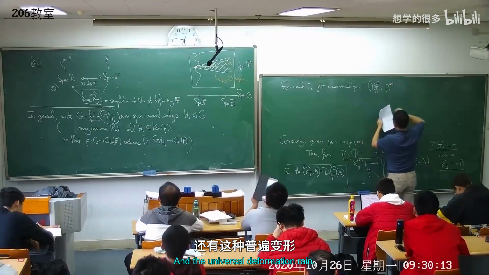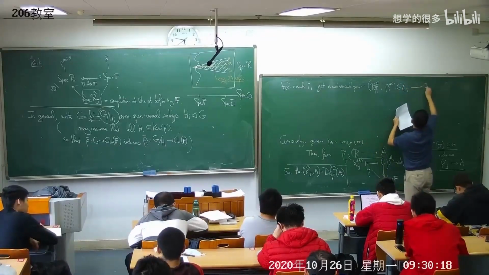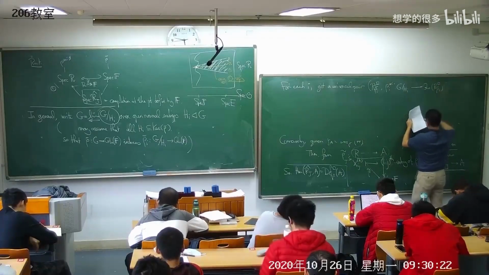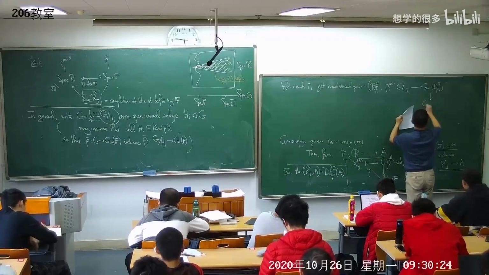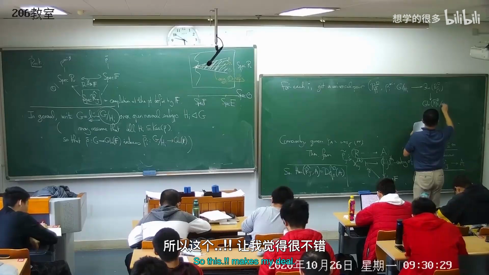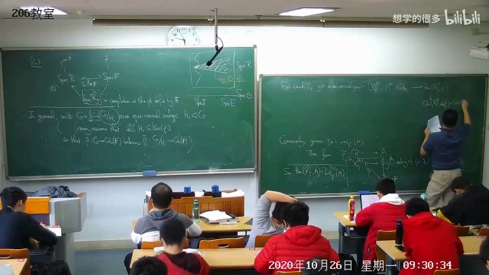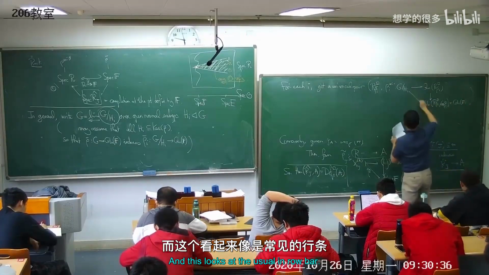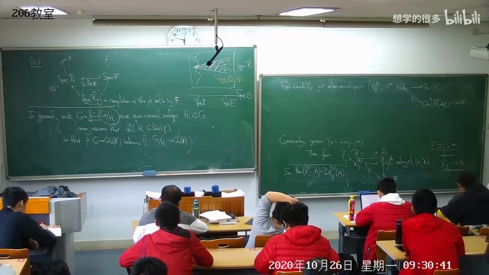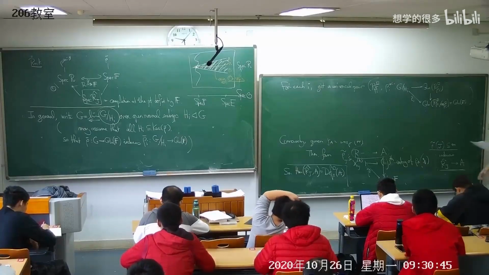Of the universal deformation ring, and this is the maximal ideal. This is just GL_n(F), and this lifts the usual rho_i bar. Okay. So I have the universal deformation ring, and I have the universal deformation.